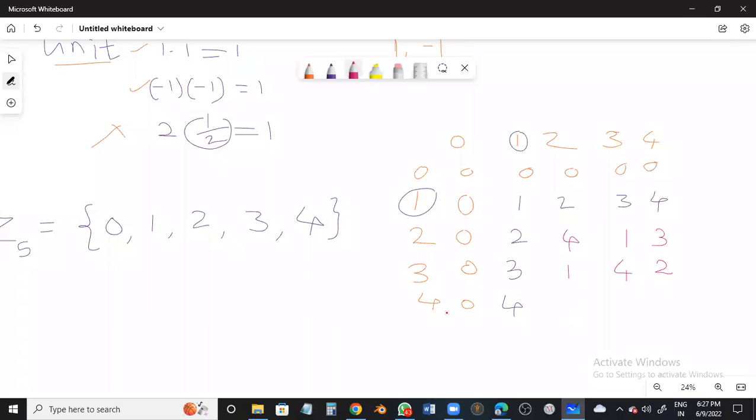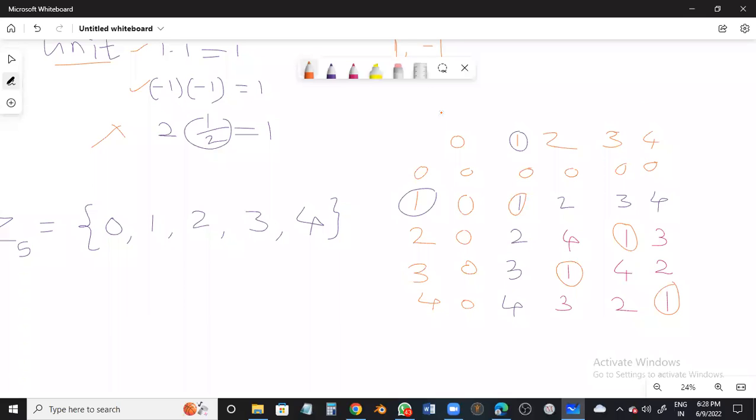Next you go for 4. 4 2s are 8. So remainder is 3. 4 3s are 12. Remainder is 2. 4 4s are 16. Remainder is 1. So what you are observing here, here you get remainder 1. Here the answer is 1. And here also you find the answer is 1. In the row of 1, you'll find 1 over here.